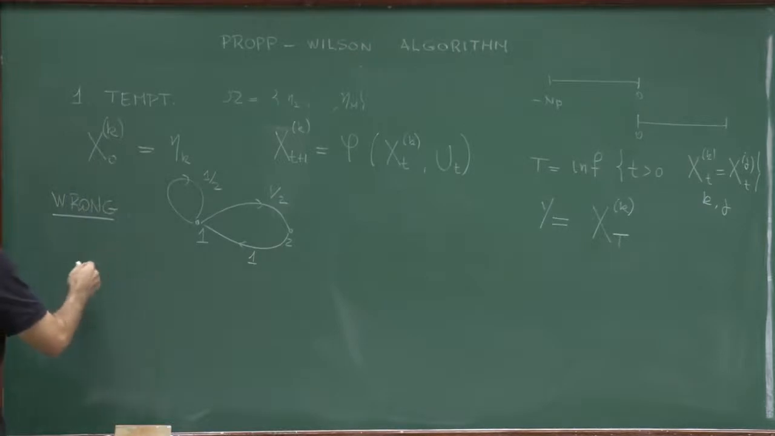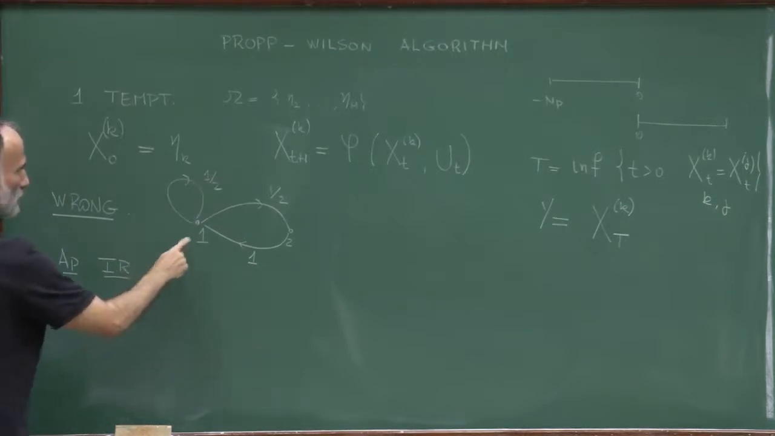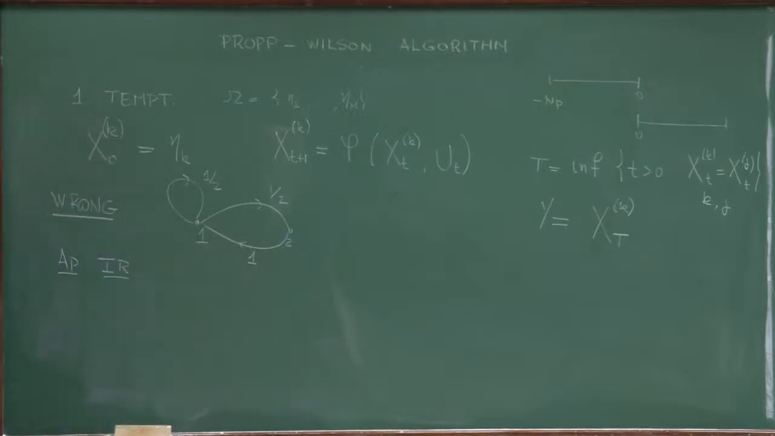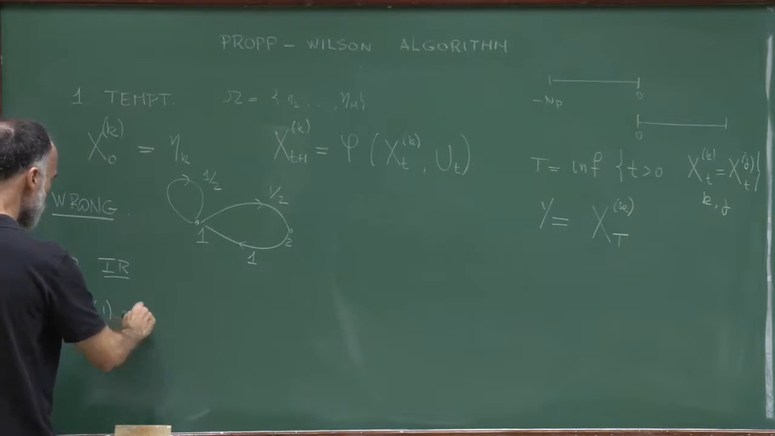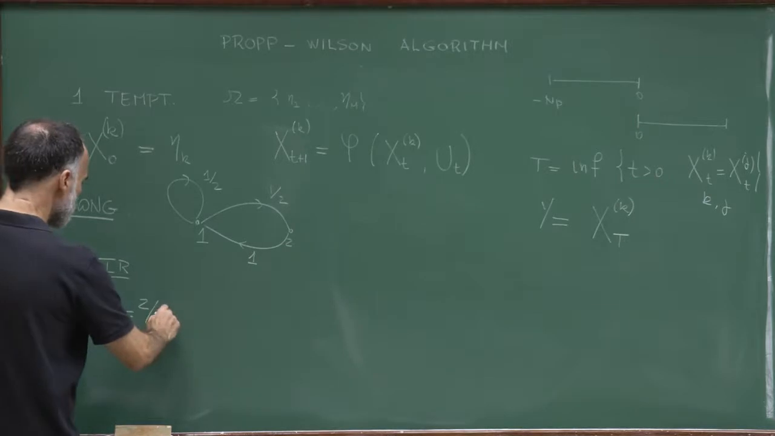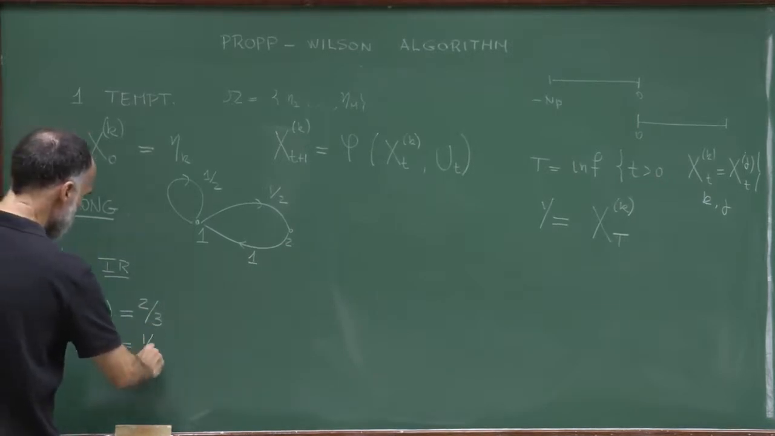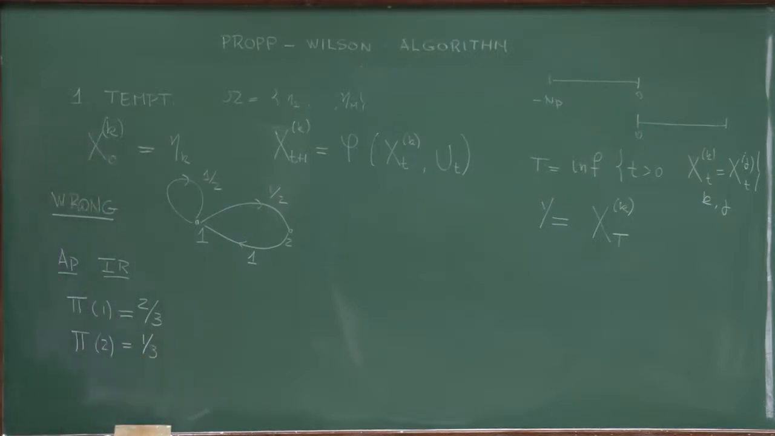So this chain, it's clearly aperiodic, because you jump from 1 to 1 with a positive probability, and it's irreducible, because you can jump from 1 to 2 and from 2 to 1. So this chain is aperiodic and irreducible. It has a unique invariant measure pi, and I leave it to you to check that pi of 1 is equal to 2/3, and pi of 2 is equal to 1/3. This is a very simple computation.